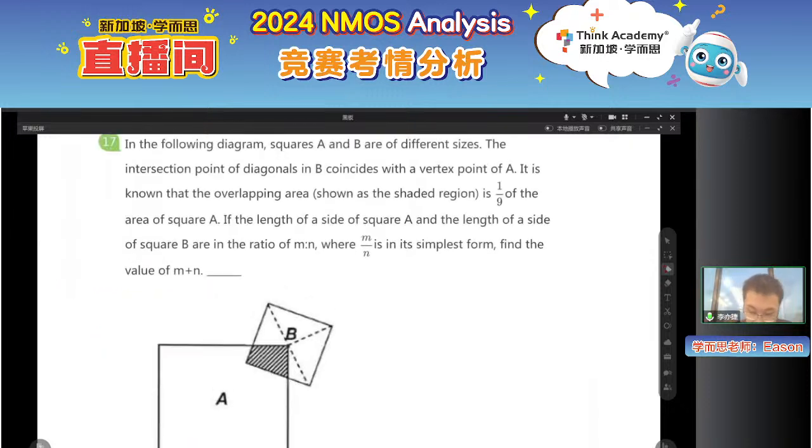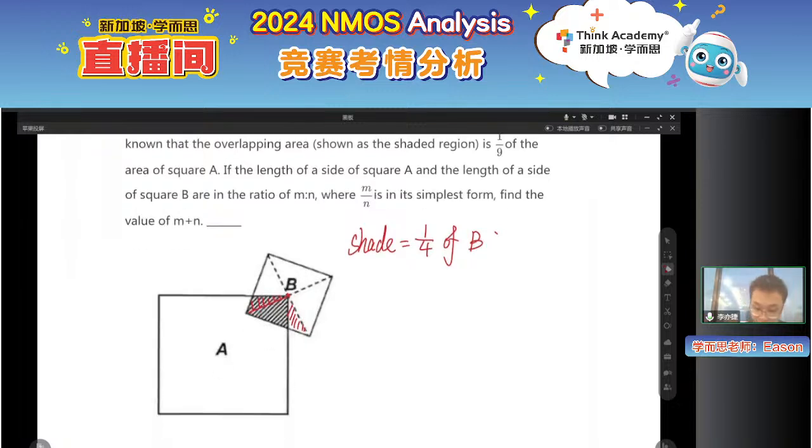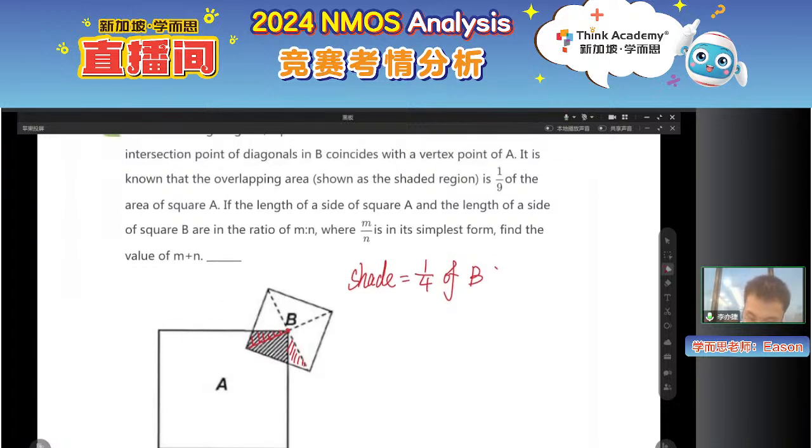Question 17. Two squares overlapping. So B is here. This is the center of B. You should know that the shaded region is always equal to 1/4 of B, because you connect this line, so these two areas are always the same. They're congruent. Which means the area of the shade is 1/4 of B, but it's also 1/9 of A, which means A to B becomes 9 to 4.